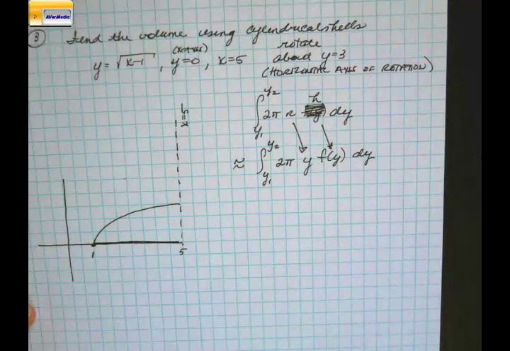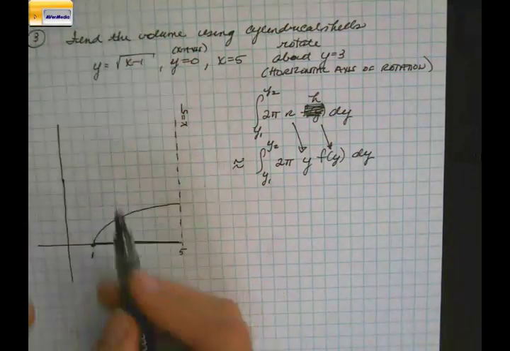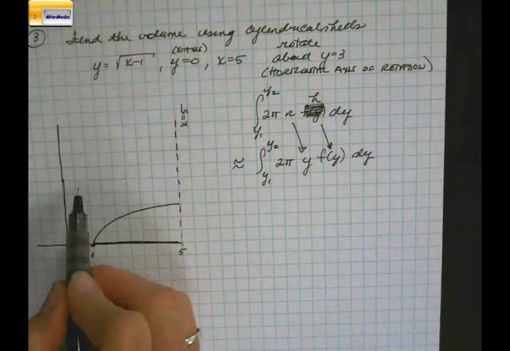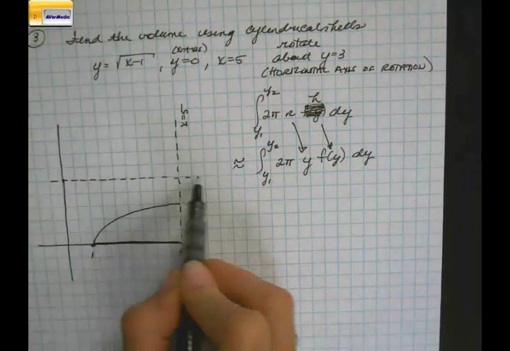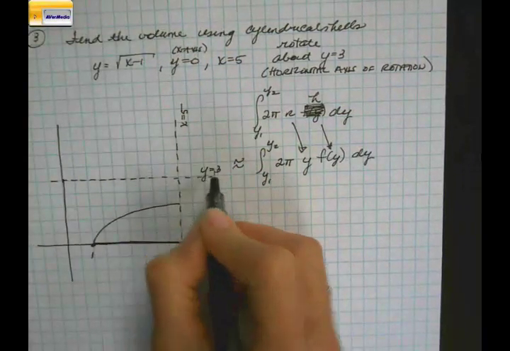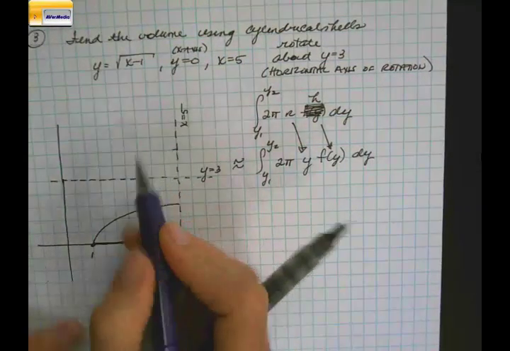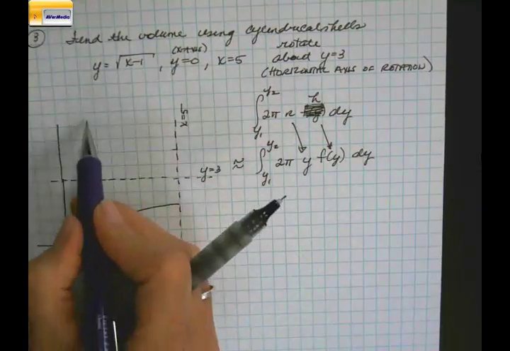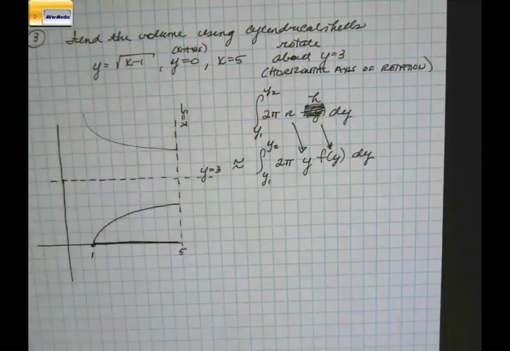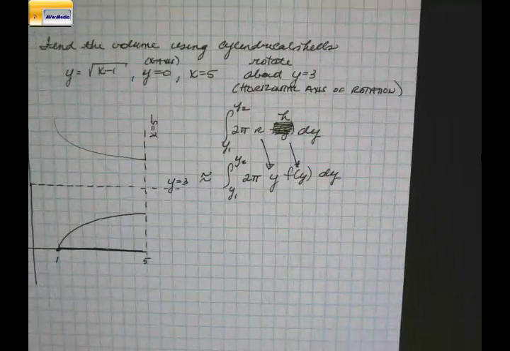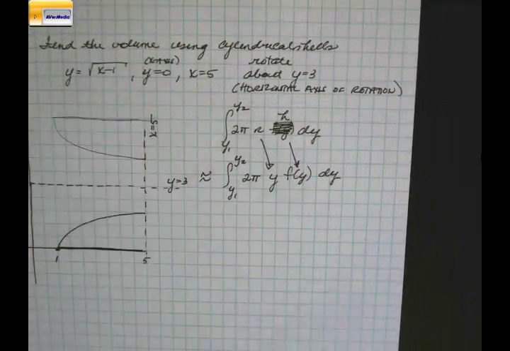Spin this thing around y equaling 3. Let's say that y equals 3 is right here. There we go. So this is the spin. Looks something like that. Spinning.